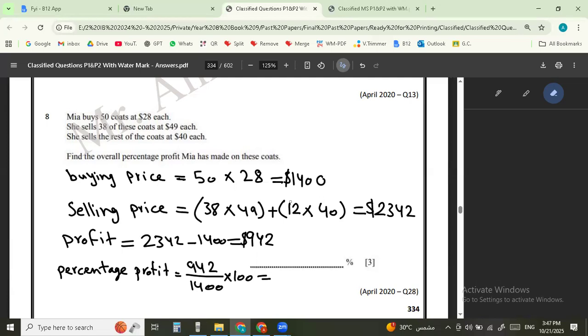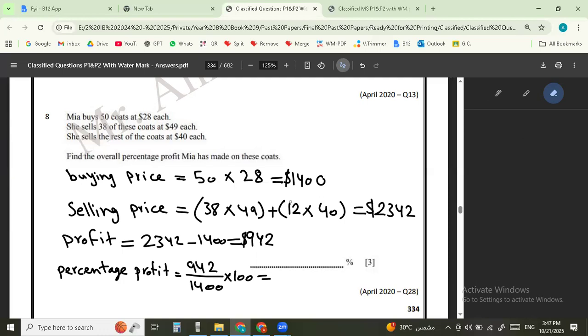The selling price, how much did she get when she sold them? Well, she sold the 38 at 49, so 38 times 49. And the rest of the coats are at $40 each. So the rest is what? She sold 38 coats, while the rest is going to be 12 because the total is 50. So 12 times 40. You're going to find that the selling price is 2,342.